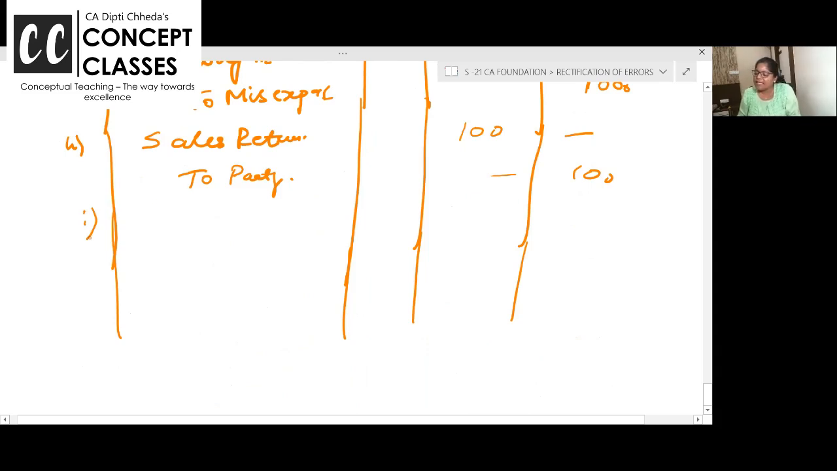Last, a sale of 200 to Singh was wrongly credited to his account. Entry was correctly made in the sales book. So when you sell the goods, what do you do to the party? Singh account, Singh and Co., debit. By mistake, you credited it. So now you debit with double the amount.